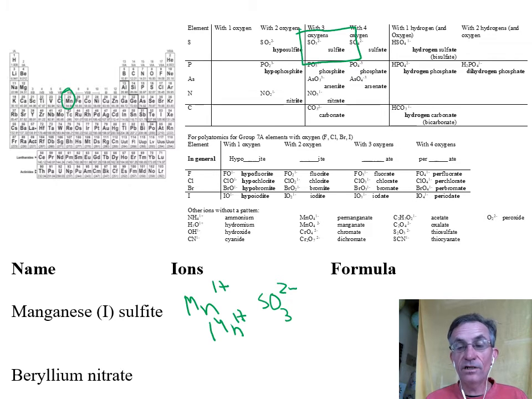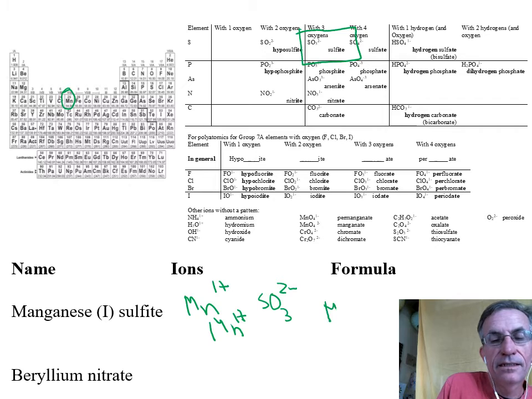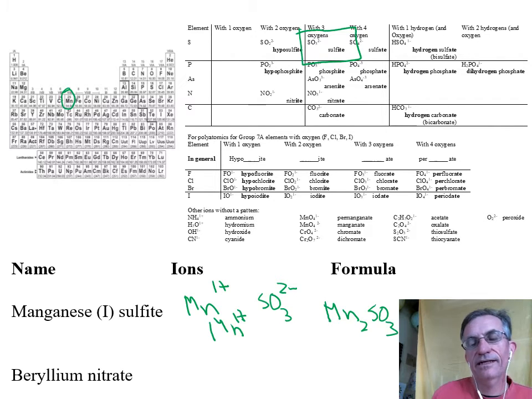It should look like that. All right, put it all together. Give me my final answer, my formula. Mn2SO3. Should look like that. All right. Our final example. Let's do our last one here. Beryllium nitrate. Beryllium nitrate.